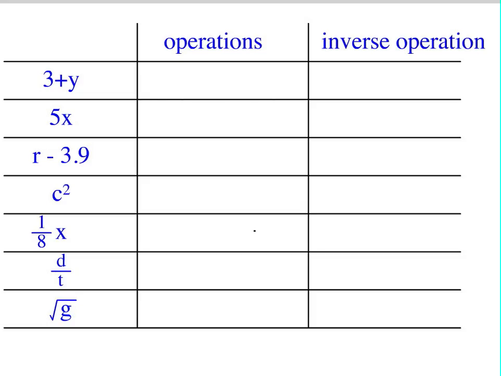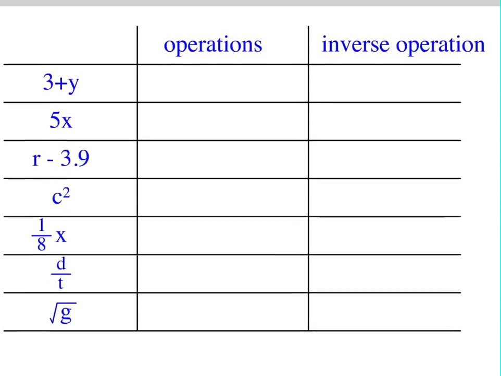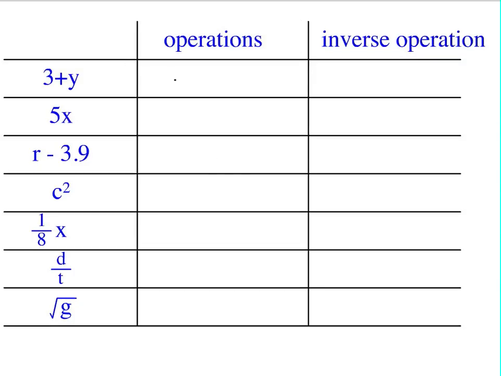All right. One of the first things that we need to do in order to solve for x is identify the operations in an expression. So let's go through these operations. Here we have 3 plus y. The operation here is going to be addition. And for each operation in mathematics, there's always an opposite operation. What I mean by opposite is the inverse operation. So the inverse operation of addition is going to be subtraction.